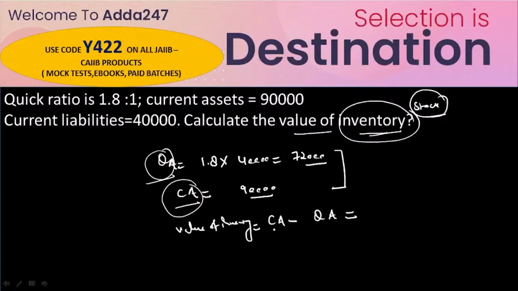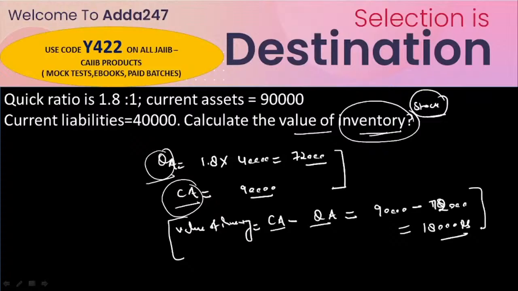Okay, so current assets are given as 90,000 rupees, and the quick asset is given as 72,000 rupees. Okay, and the answer would be 18,000 rupees. So this would be the value of the inventory. So this is how we can solve these kind of questions.